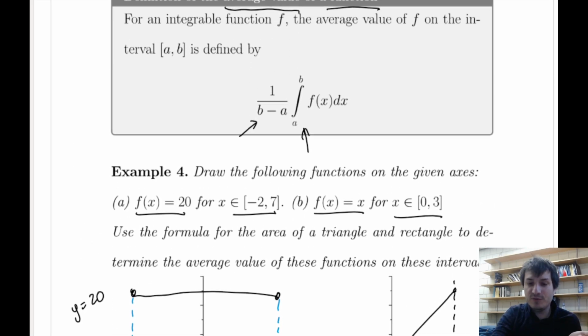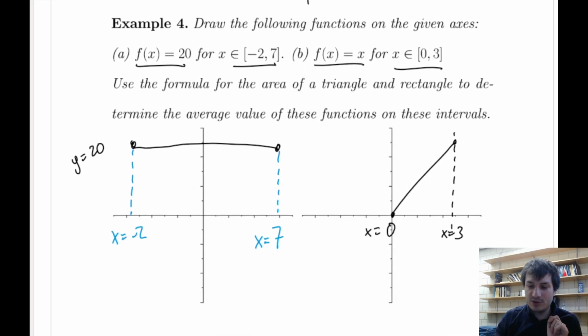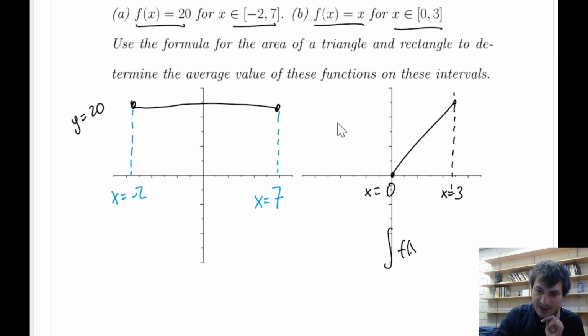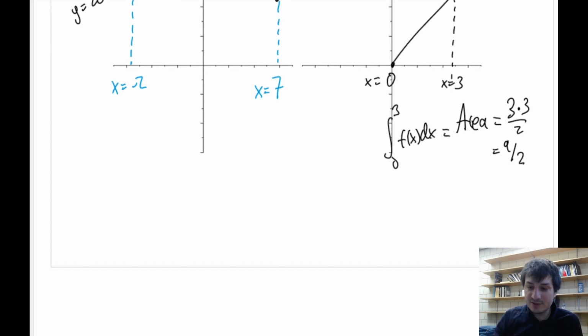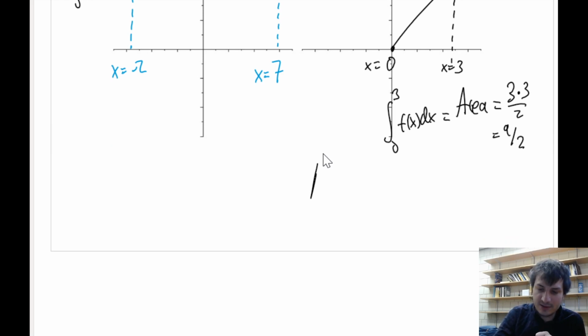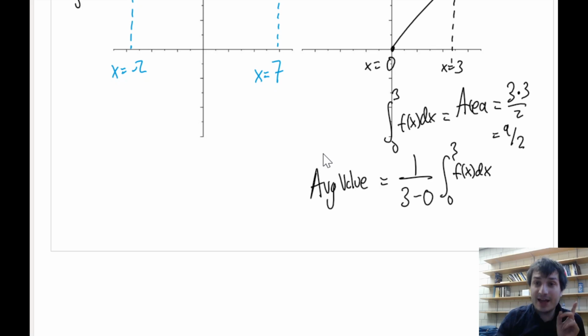To find the average value, you first do the integral, and then you just have to do a division at the end. So what is the integral of f of x from 0 to 3? The integral is the area, and it's the area of a triangle. This triangle has base 3 and height 3. It's the function y equals x. So 3 times 3 divided by 2, that's 9 halves. The area is 9 halves. So what is the average value? By the definition, you take the area and you divide it by 3. So in this case, it's 1/3 times 9 halves, also known as 3 halves.